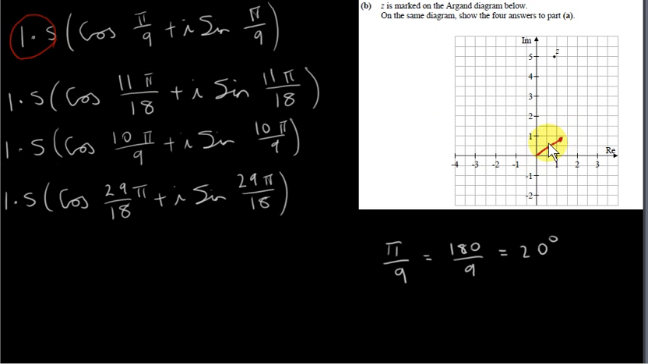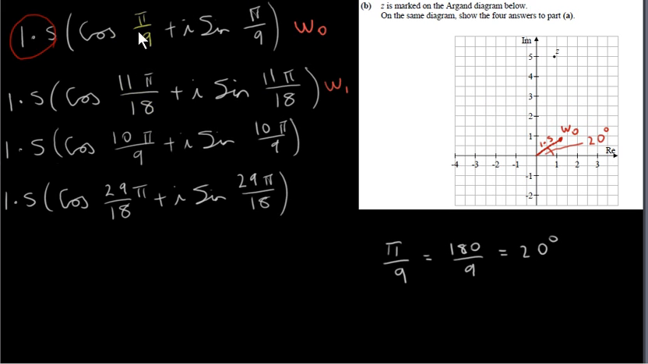So the distance of this complex number to the origin is 1.5, and this angle in here is 80 degrees, or sorry, 20 degrees. Pi over 9 radians is 20 degrees. We could call this complex number omega 0. Now let's look at the next complex number, which we could call omega 1.